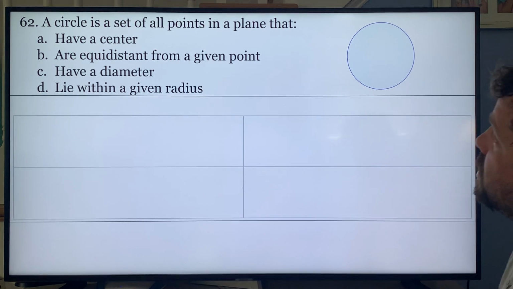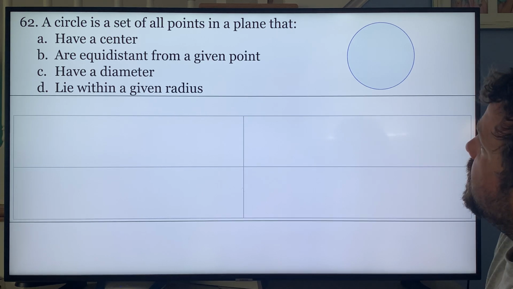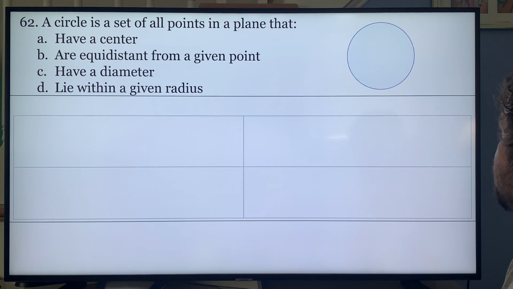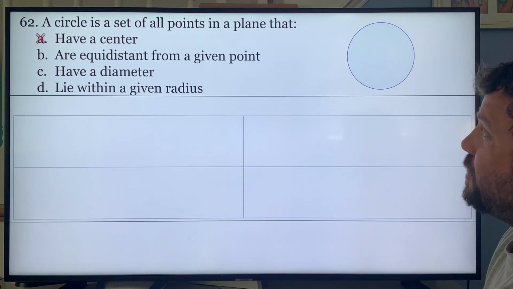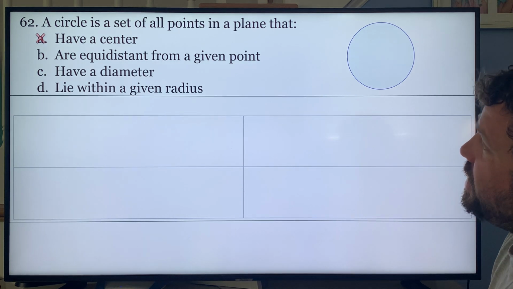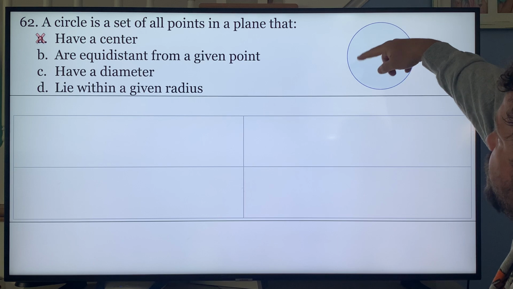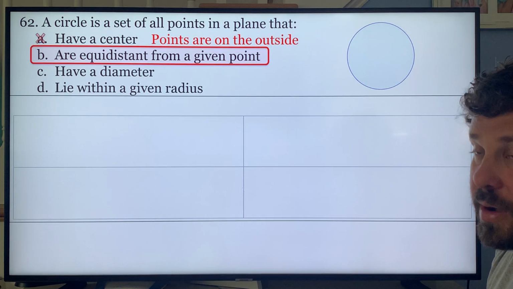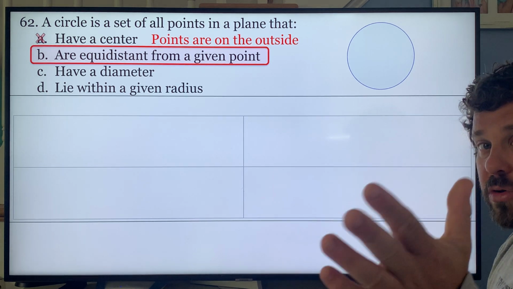Next problem. A circle is a set of all points in a plane that is the following. Is it a set of points that have a center? No. There's a center to a circle, but it's not a set of points that have a center. Are they equidistant from a given point? Are all these things the same distance away from a given point? What do you think? That is correct. You know why? Because that equidistant distance is called your radius.